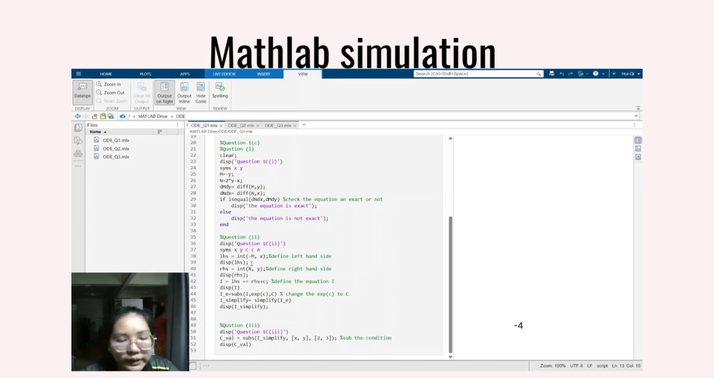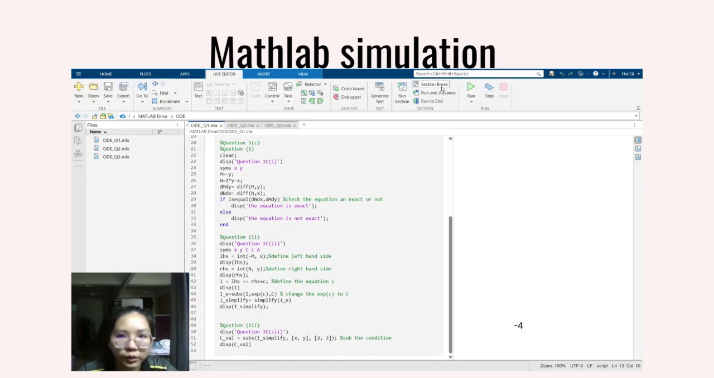And we will display the left-hand side and right-hand side for batch checking, and define the equation I, which is left-hand side equals right-hand side plus c. If there is exponential x, we will substitute exponential x, exponential c to c, as exponential c is a constant, which we can replace with c, and we subtract the full solution to find the value of the solution of the equation.